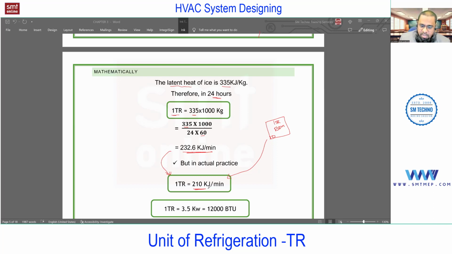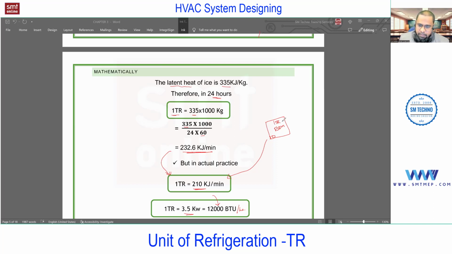210 kilojoules per minute. In terms of BTU, we have 12,000 BTU per hour. It means if you want to produce 1 ton of cooling effect in a space, the rate of extraction should be 12,000 BTU per hour. So one point is that when we say this machine is 1 ton capacity, this machine has the capacity to extract heat at 210 kilojoules per minute. That is the maximum capacity. We can say that alternately.